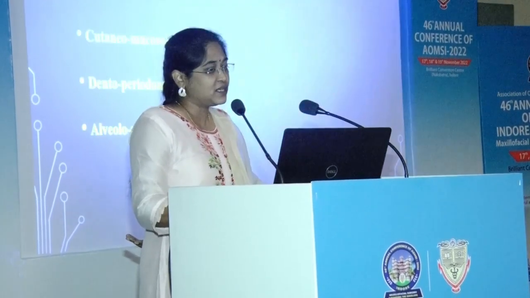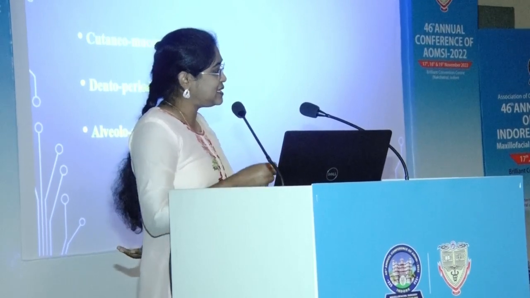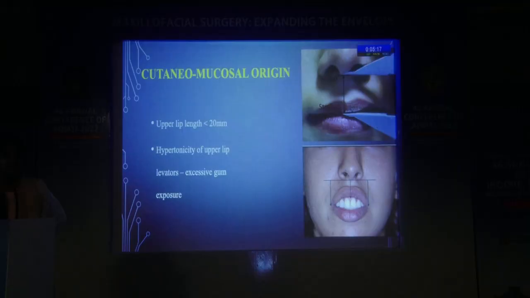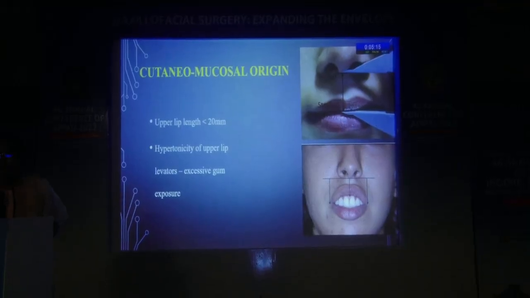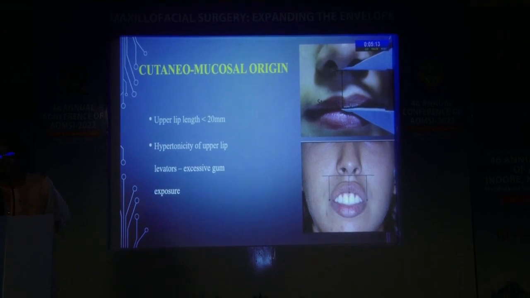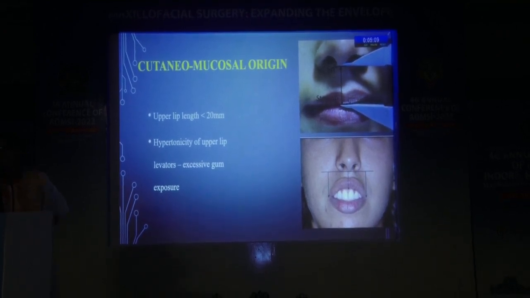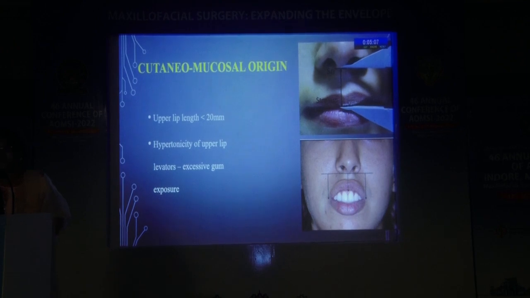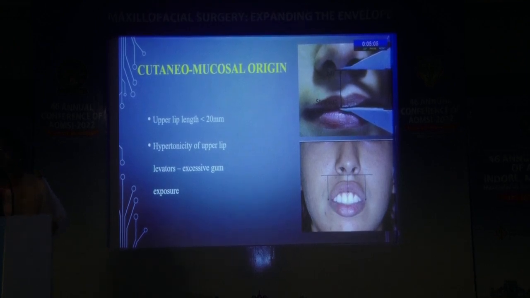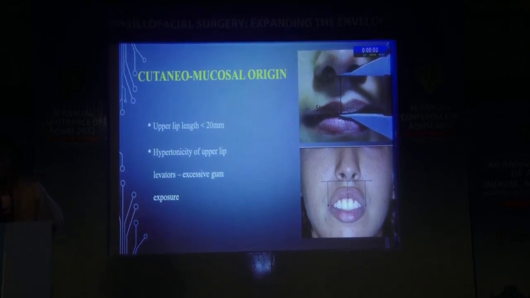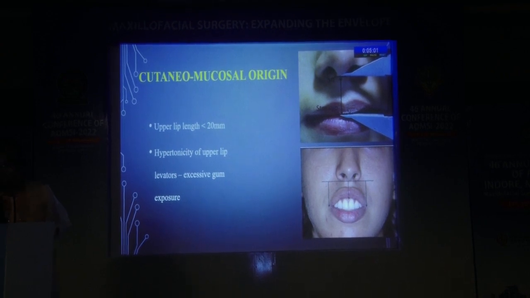It is very easy to come to a decision that this is a gummy smile, but it is really difficult to come to a consensus where the alveolar component is good, but it is because of the soft tissue only, that is the upper lip line, which would be less than 20 millimeters, and hypertonicity of the upper lip where the patient smiles, which leads to over contraction of the upper lip, leading to visibility of the gums.